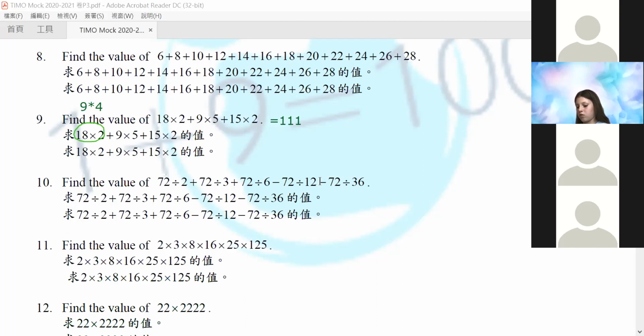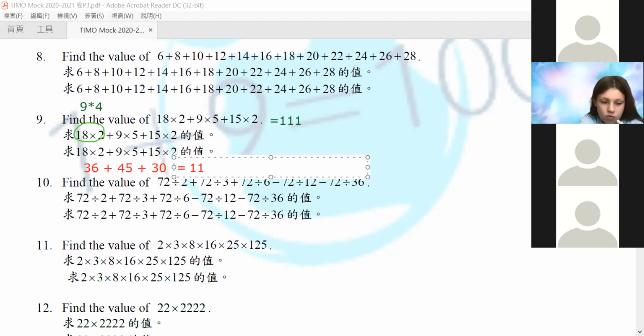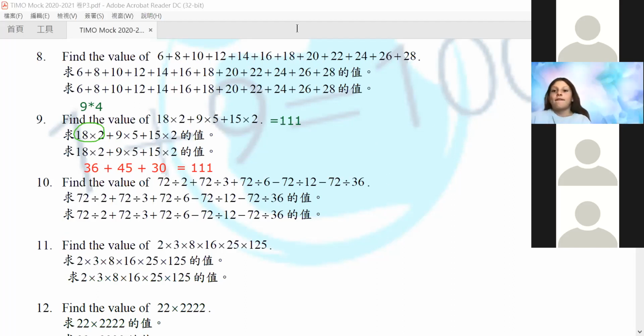Or if you are like me and don't want to do this in a different way, you can do it directly, right? 18 times 2 is 36. The second term is 9 times 5, which is 45. And the last term is 15 times 2, which is 30. And then they add up together, it's 111. All right, simple. There's not much that you can do to simplify it in question 9. So it is better for you to do this directly because there's not much method.